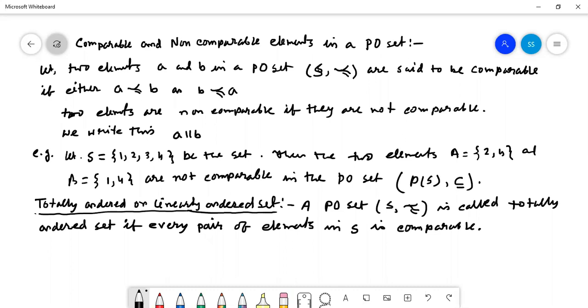A is ordered to B or B is ordered to A. Is it clear? Yes, sir. Those are the definitions, so we have to remember this.